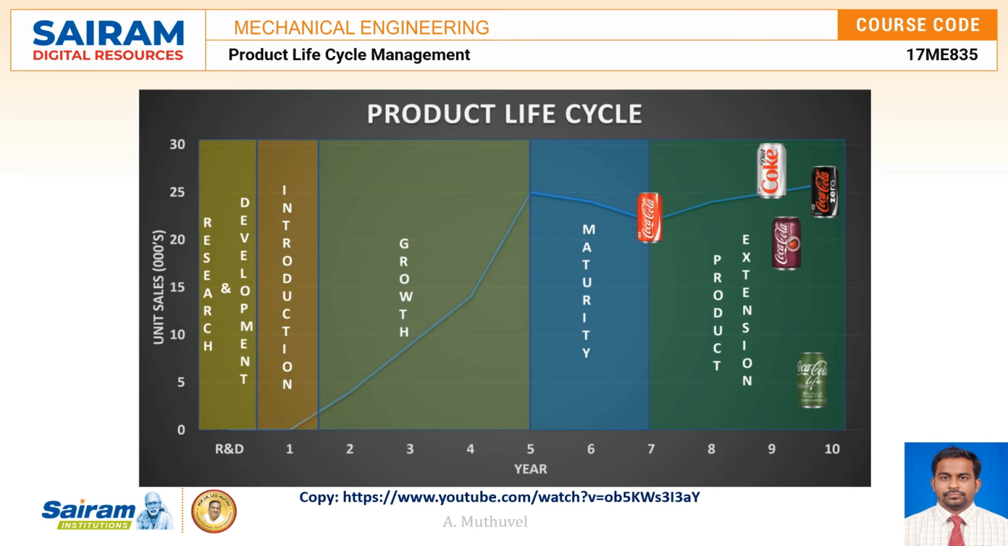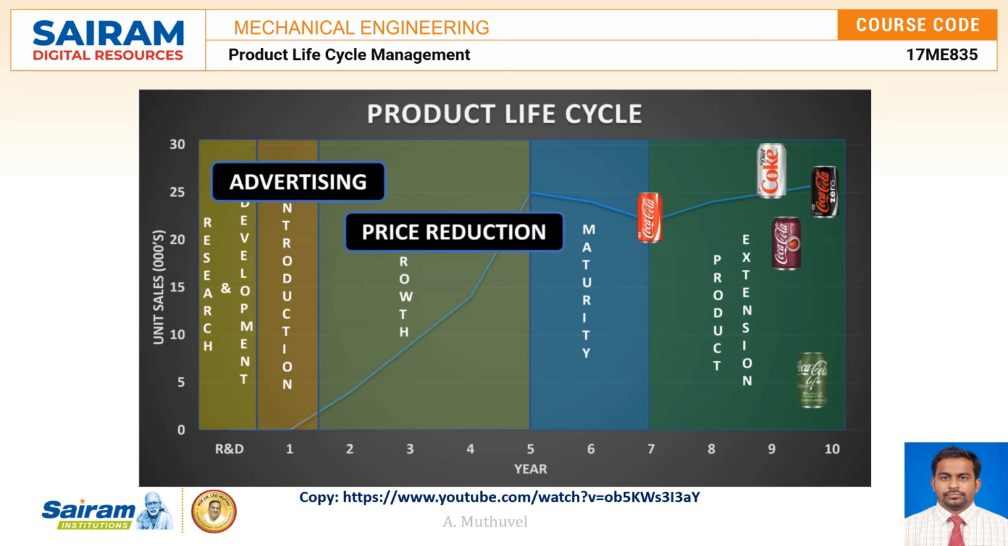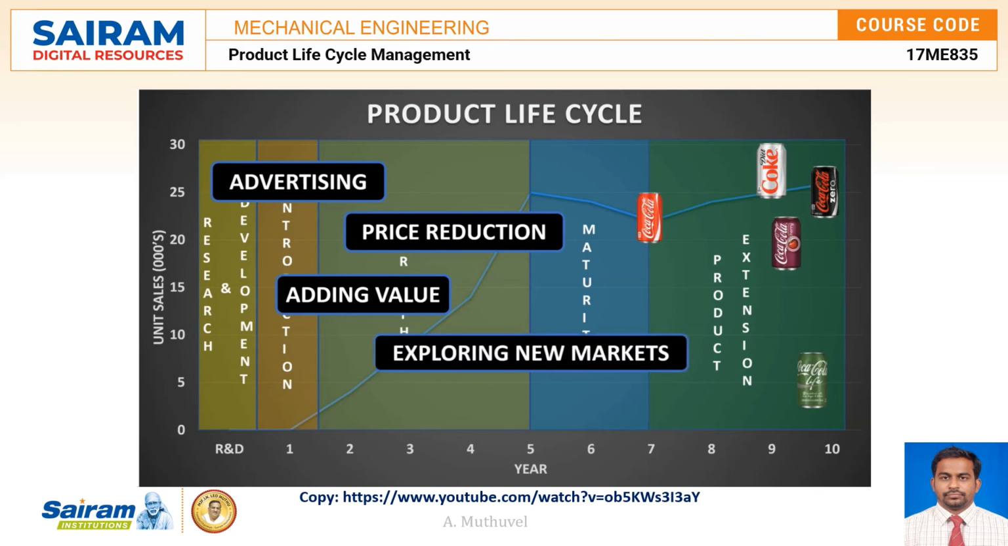Other examples of common extension strategies include advertising, with the aim of gaining a new audience or reminding the current audience of the product. You've then got price reduction, to make the product more attractive to customers. You've then got adding value to the product, such as adding new features to the current product, for example improving the specifications on a smartphone. Exploring new markets, such as selling the product in new geographical areas or creating a version targeted at different segments of the market, is also quite a commonly used product extension strategy. And one final strategy is new packaging, which is used to generate interest and attract people to the product.